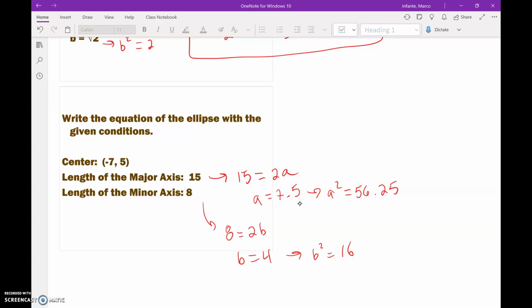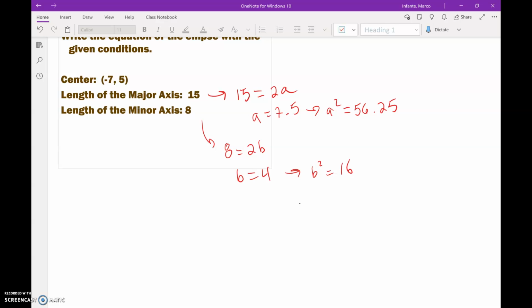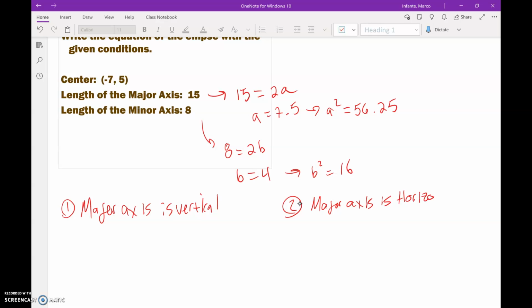So where's the major axis? We don't know where the major axis is, right? So this is a weird question. It's not hard, but we have to think of 2 cases because we don't have any other information. Is the major axis horizontal, or is the major axis vertical? We're going to set the equation in both cases. What if the major axis is vertical? And what if the major axis is horizontal, right? How would these equations change?